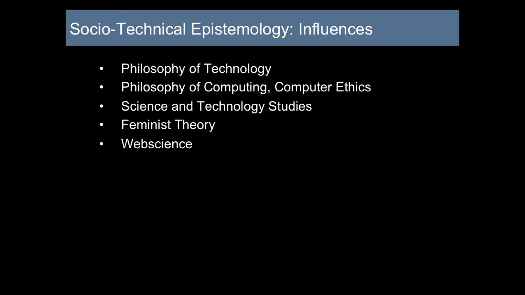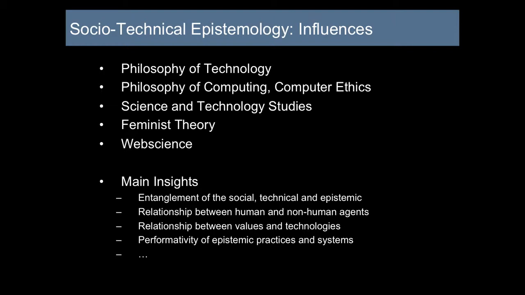And I will explain this in a bit more detail in the next minutes. So if we want to change social epistemology and develop something called socio-technical epistemology, where can we draw inspiration from? And I think clearly there are fields within philosophy, such as philosophy of technology, philosophy of computing and computer ethics, but also influences from other disciplines, such as science and technology studies, web science, but also, which is for me very important, feminist theory. The main insights that I draw from these other fields concern the entanglement between the social, the technical, and the epistemic, the relationship between human and non-human agents, the relationship between values and technologies, and the performativity of epistemic practices and systems. And this, of course, is in a nutshell, but just to give you an idea where I draw my resources when I want to move from social epistemology to socio-technical epistemology.